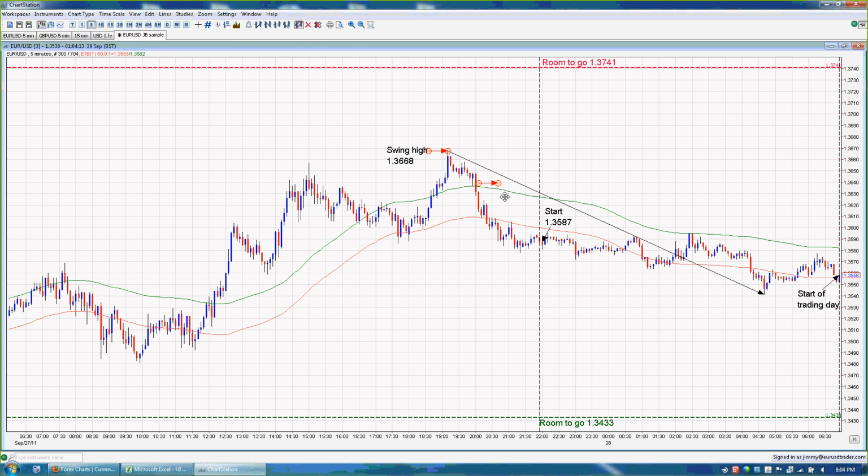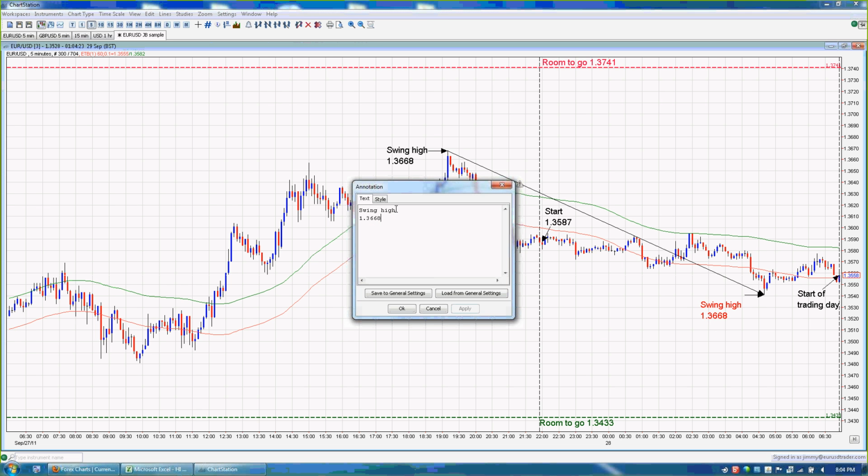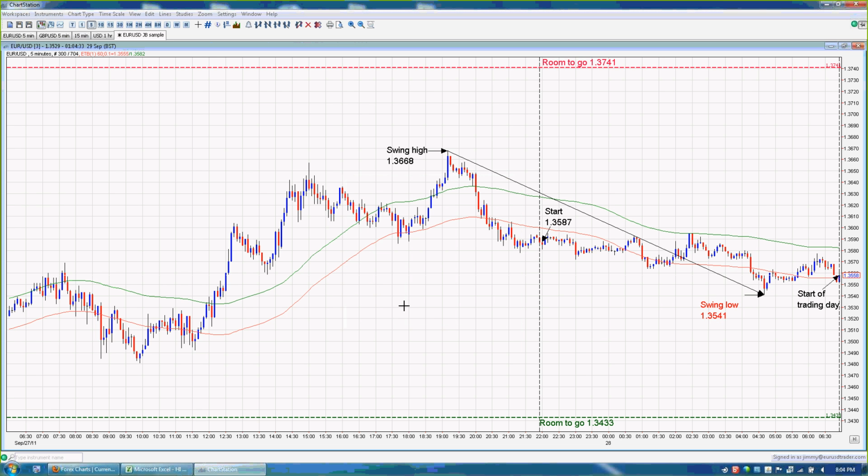I hope you don't mind. I'm going to just drag this down and say that's the swing low. Drag this down, and then I'm just going to right click on this and change it to swing low and put in the price 135.41. Now, if this seems long to you, it's because it's the first time.